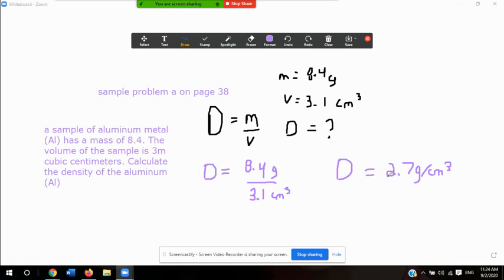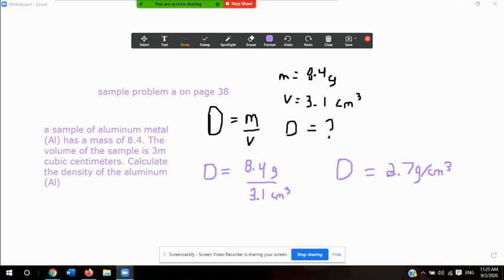Problem number 1 says, what is the density of a block of matter that occupies 310 centimeters cubed and has a mass of 853 grams? That's problem number 1. And problem number 2 says diamond has a density of 3.26 grams over centimeters cubed. What is the mass of a diamond that has a volume of 0.351?